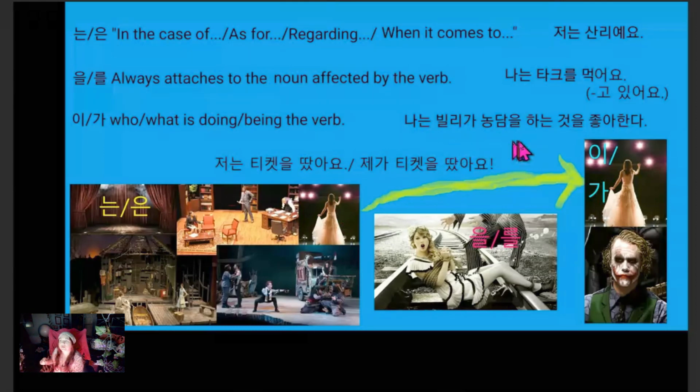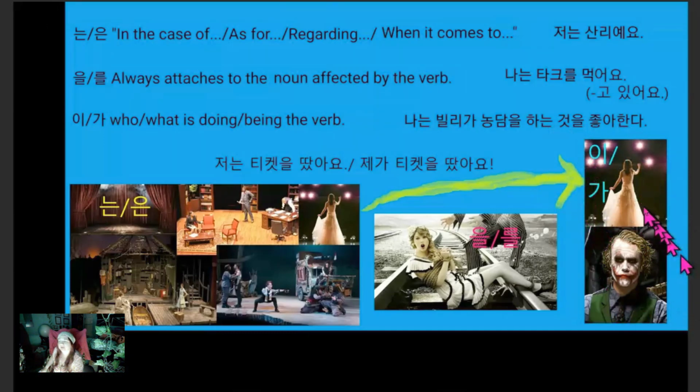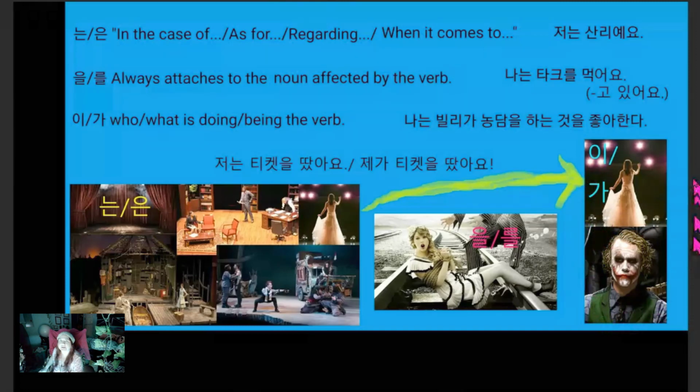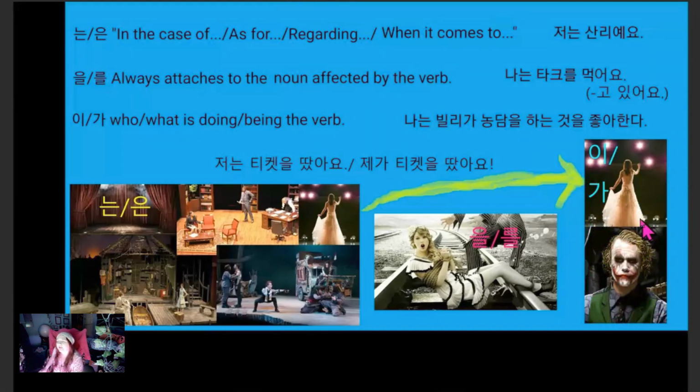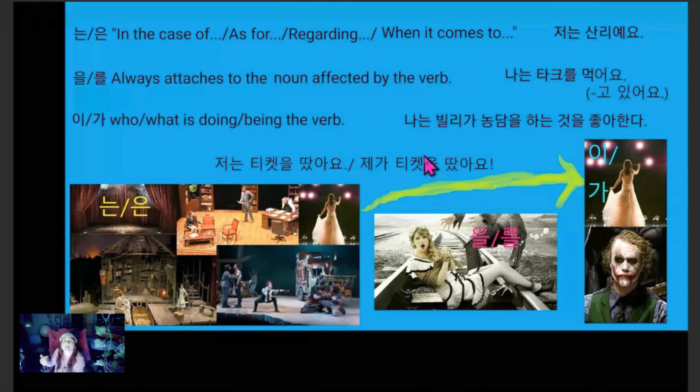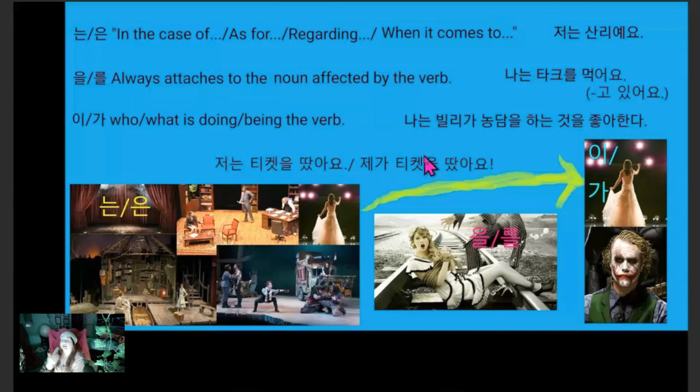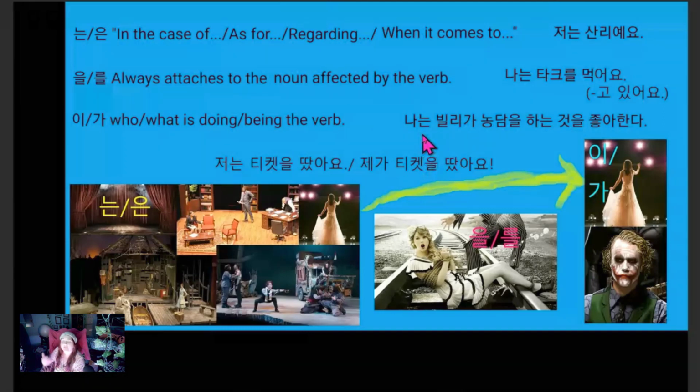나는 빌리가 농담을 하는 것을 좋아한다. I like when Billy tells jokes. As for me, I like when Billy tells jokes, but Billy is the one telling the jokes here. He is performing the verb. He is whose fault the verb is. All signs point to Billy. But he is not the topic. I am still the topic. I am the one who likes when Billy tells jokes. Spotlight is still on me. Regarding me, as for me, it is happening in my world. But Billy is telling the jokes.